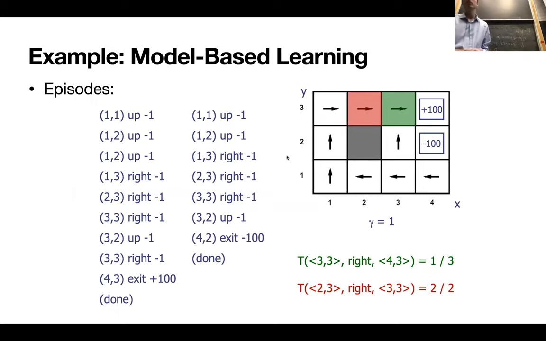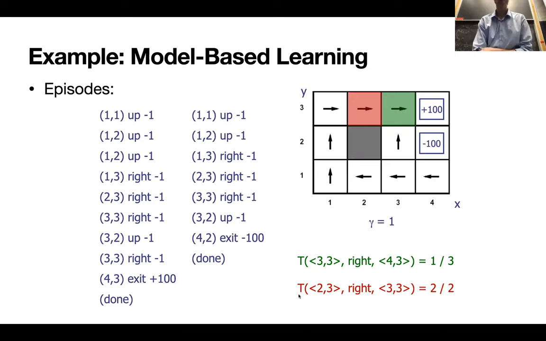So that's the example of doing this in our grid world. Again, with the same two episodes, we compute. The transition from 3-3, taking action right and ending up in 4-3, is 1/3, because only once out of three times we observe this. 3-3 was here, we had it here, and also here. We observed it three times, but only once did it end up in 4-3, so this transition happened only once out of three times. That's why we say the probability is 1/3.